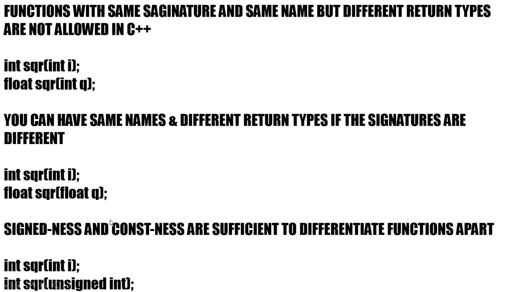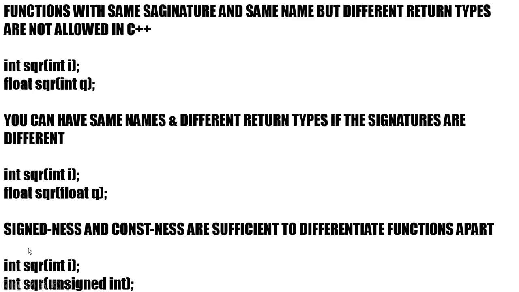Okay, so there is a rule in C++ that functions with the same signature and the same name cannot have different return types. So here you can see there are two functions having the same name, same argument list, but having different return types. This is not allowed in C++. This is wrong. Okay, so you can have the same name and different return types only if their signatures are different.